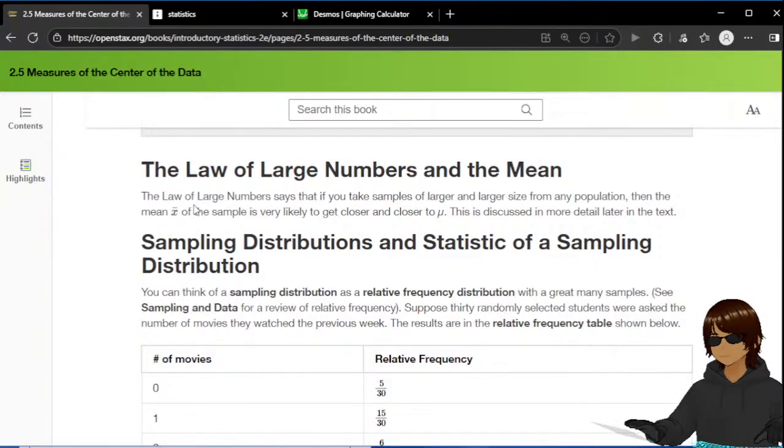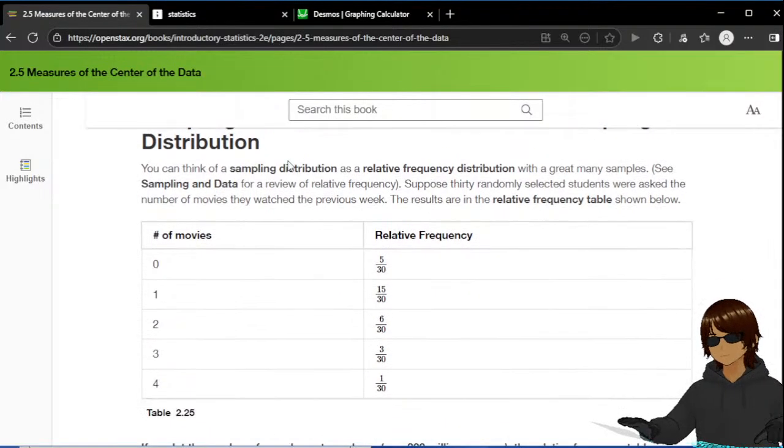The law of large numbers says that if you take samples of larger and larger size from any population, then the mean of the sample is very likely to get closer and closer to mu. Mu is the population mean, right? This is discussed in more detail in the text.